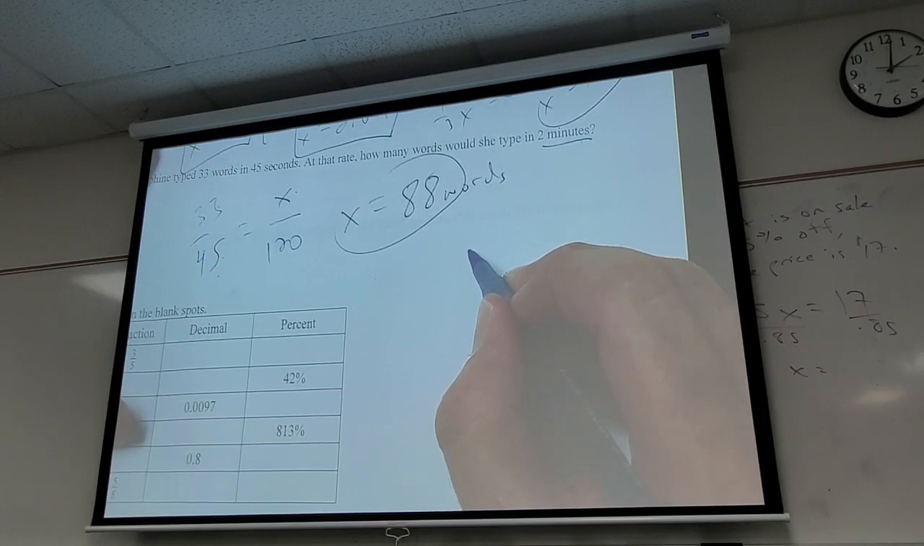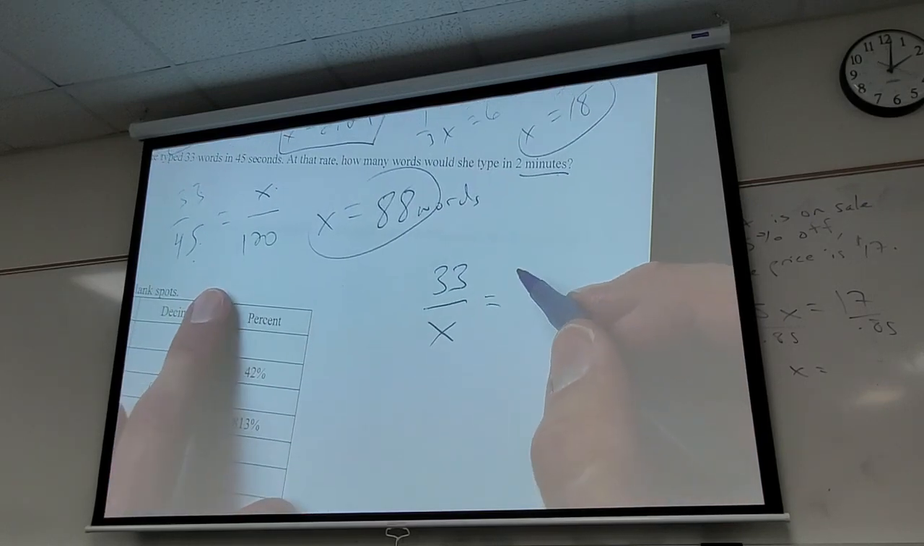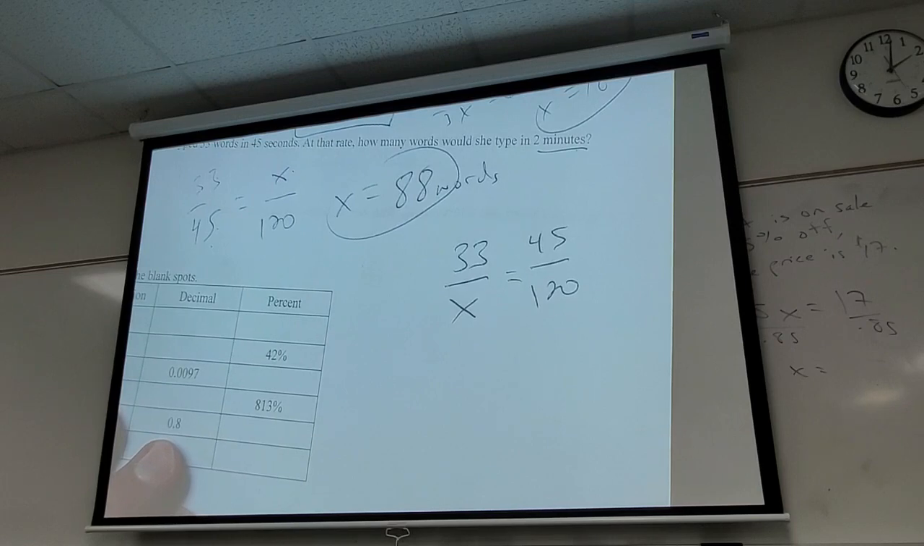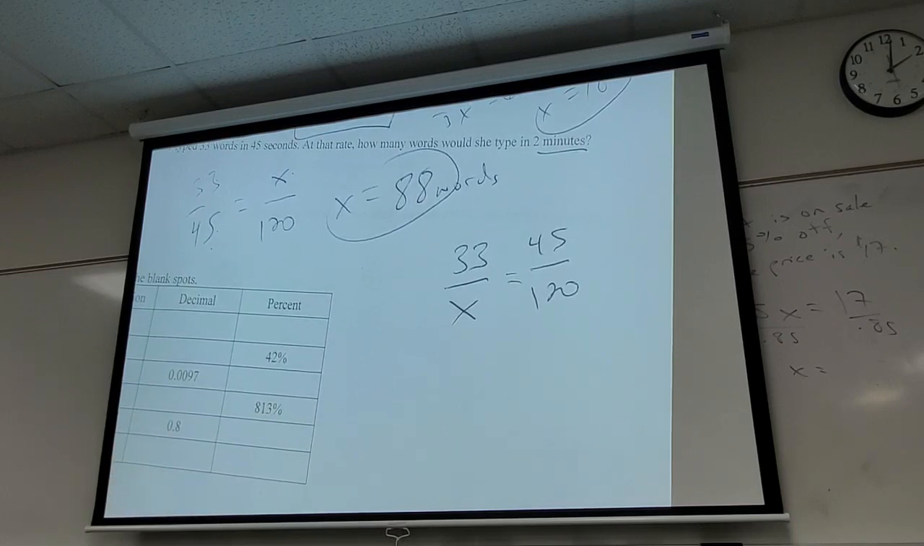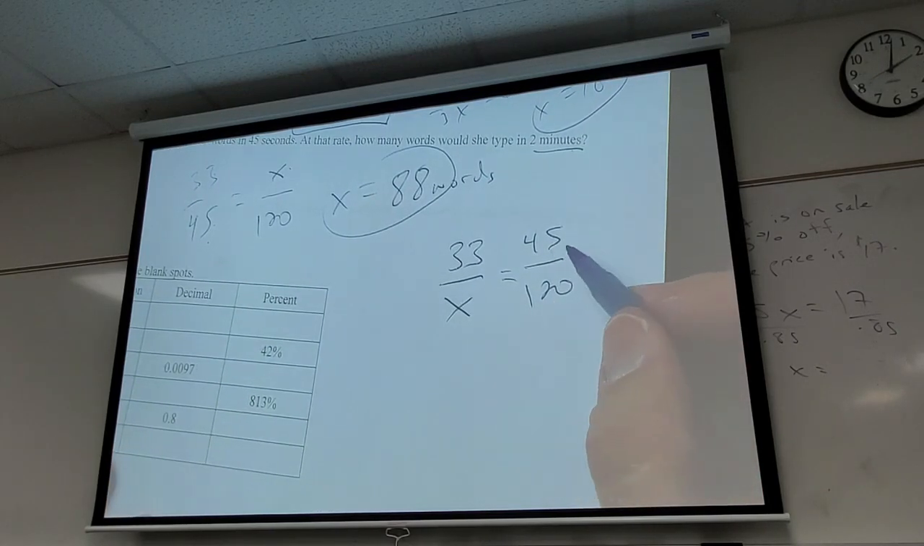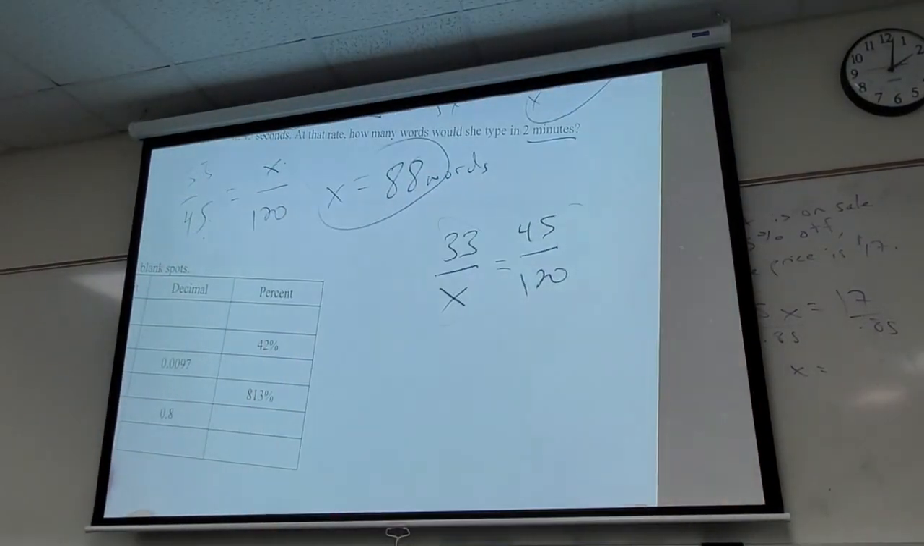By the way, just to make this point, you could do this. 33 words to x equals 45 seconds to 120 seconds. You have flexibility, and again, as long as you maintain the definition of your first ratio with the next ratio, you're golden. You guys see how that would lead to the same answer? You still get 45x and you still get 33 times 120, either way you do it.